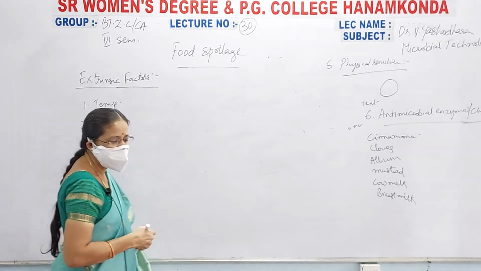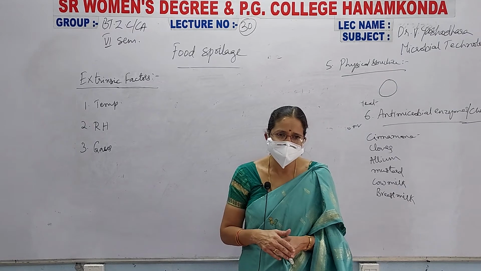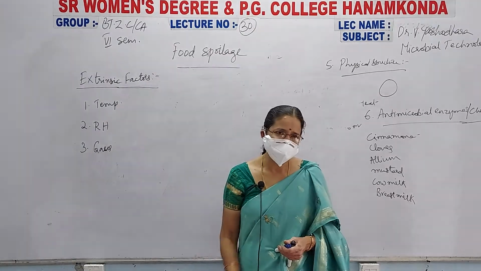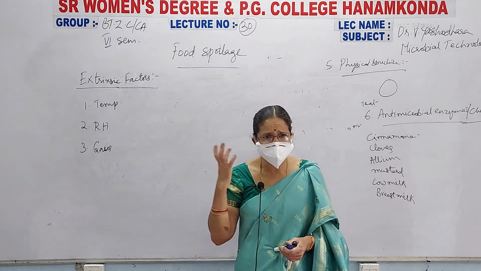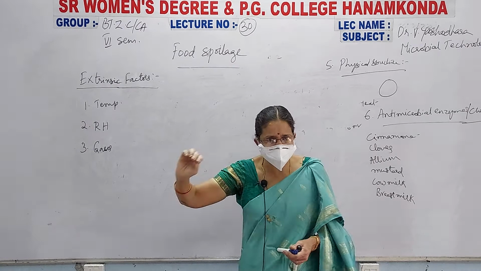Because of this relative humidity and because of the attraction of many microorganisms. Coming to the next one, gases. The presence or absence of oxygen will affect the food materials. Just now I told you, when it is an anaerobic condition, carbon dioxide is more. That will lead to the spoilage of food, that will lead to the fermentation of the food.